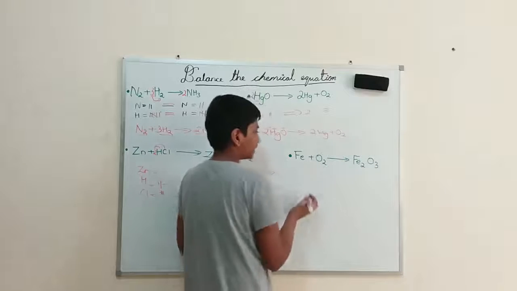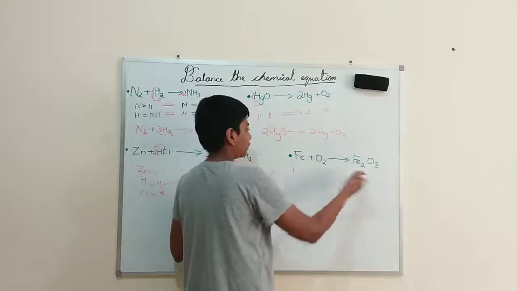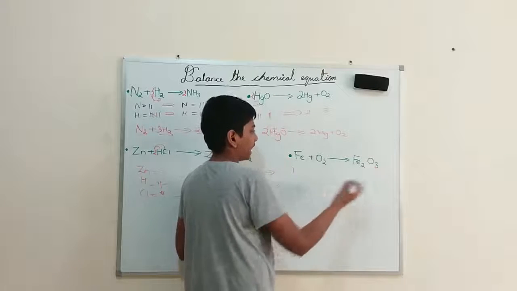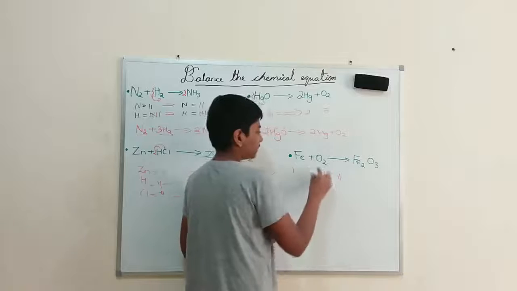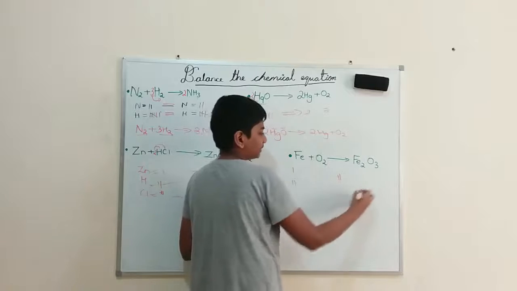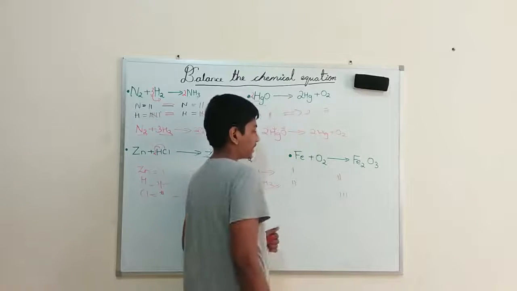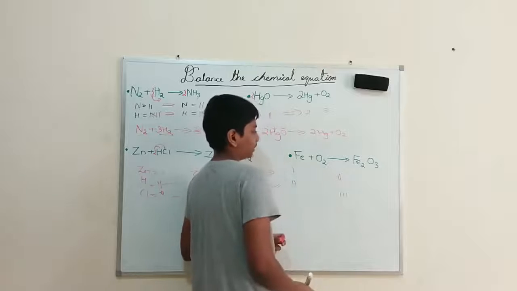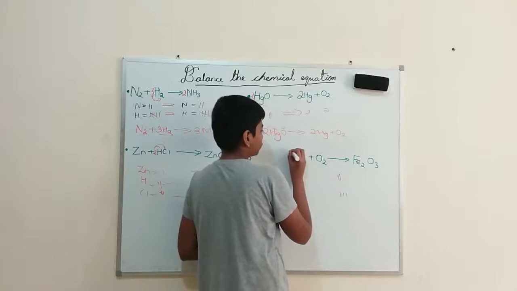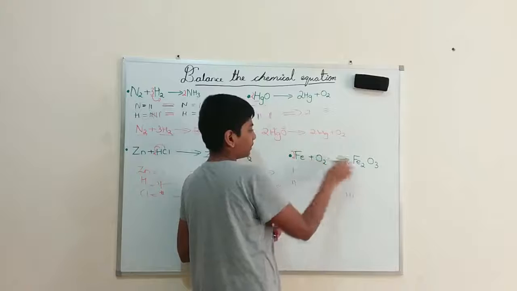Okay, so Fe over here there's only 1, and over here if you're saying the iron is 2. Okay, so here 2 oxygens and here 3 oxygens. What should I do? I should make these both equal. So what should I do? I'll simply add a 2 in front of this, so they both will be equal.